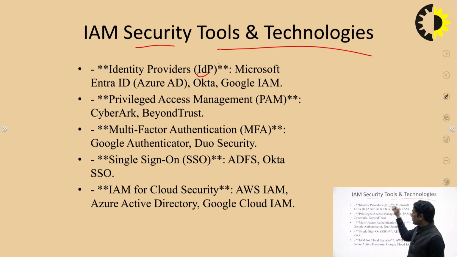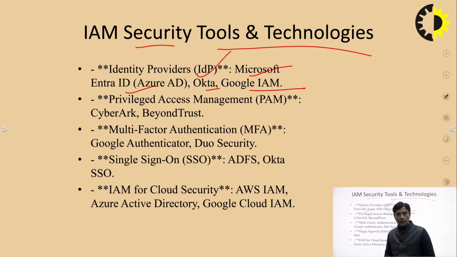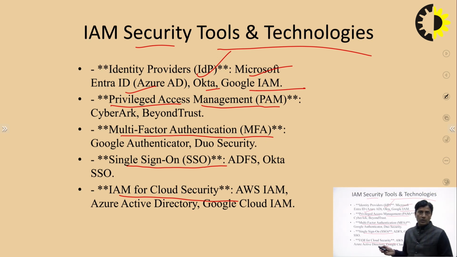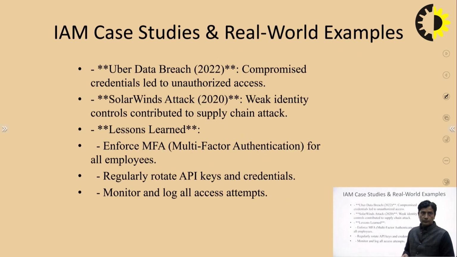Security tools and technologies. IDP is used for identity providers: Microsoft Entra ID, Azure AD, Okta, Google IAM. These are the tools and technologies provided by different vendors for cloud IAM security. Privileged access management, PAM, multi-factor authentication, MFA, single sign-on, SSO, Okta, IAM for cloud security. These are the tools which are used.